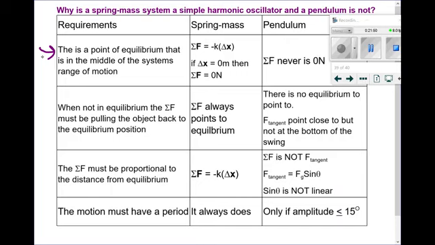For a spring mass system, the net force on the system is k delta x, where delta x is from equilibrium.